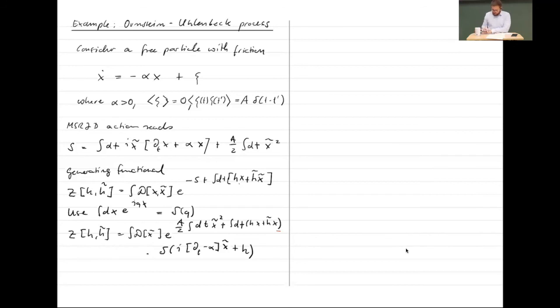Now, when is this delta functional actually non-zero? The delta functional is non-zero if our x̃ solves this ordinary differential equation that we have here in the delta function. Now we can just write it down: i times the integral from t to infinity dt′ e to the minus α(t − t′) h of t′.